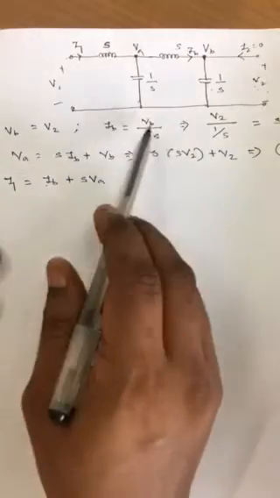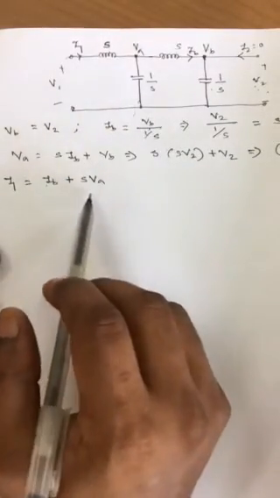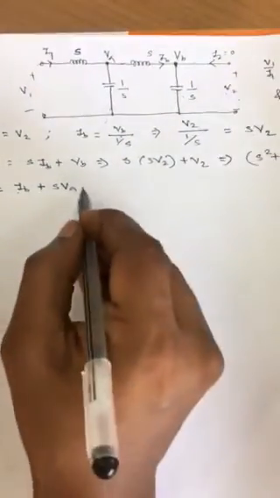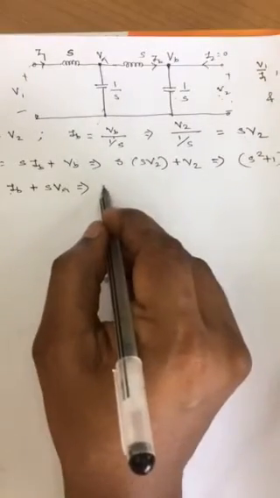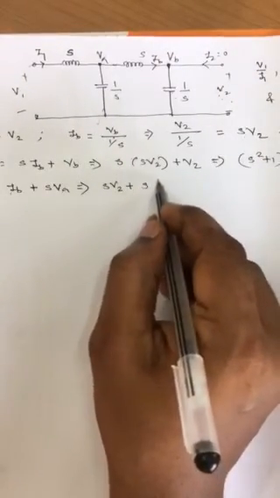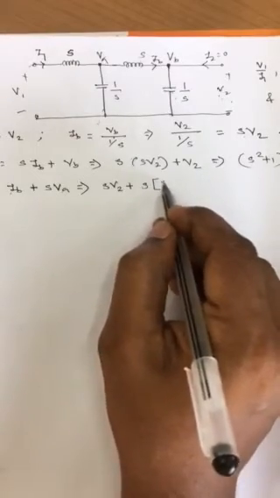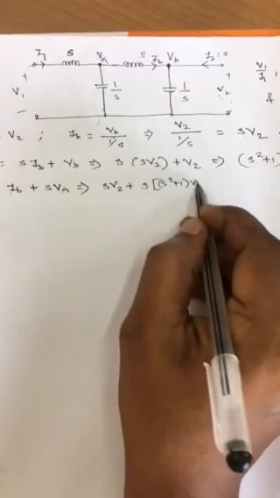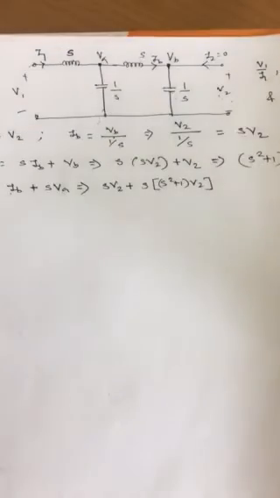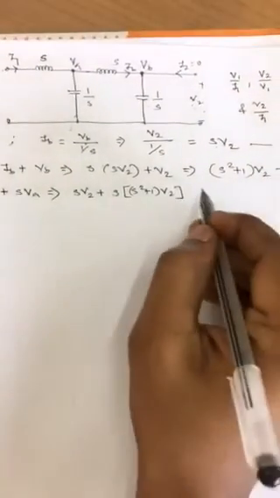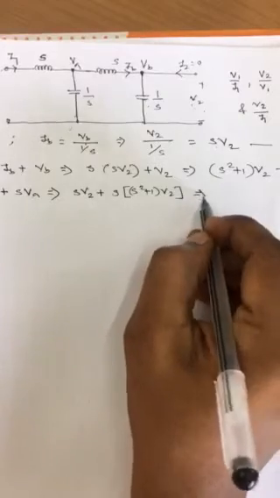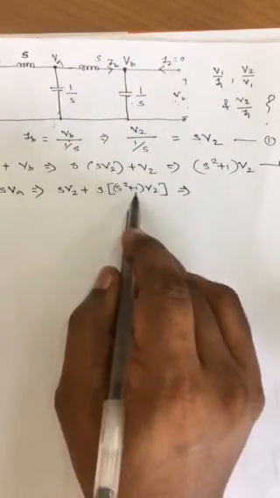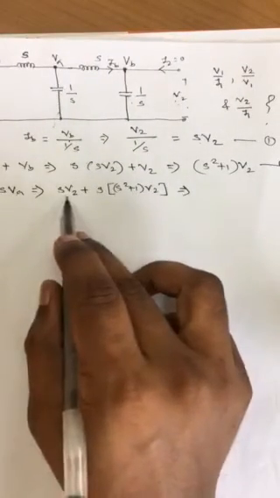IB we are also having in the first equation, VA we are also having in the second equation. So we'll replace it. IB is S V2 and VA is S square plus 1 V2, right? Now we have to solve it. So here it will become S square plus S. Here S is there. Okay.